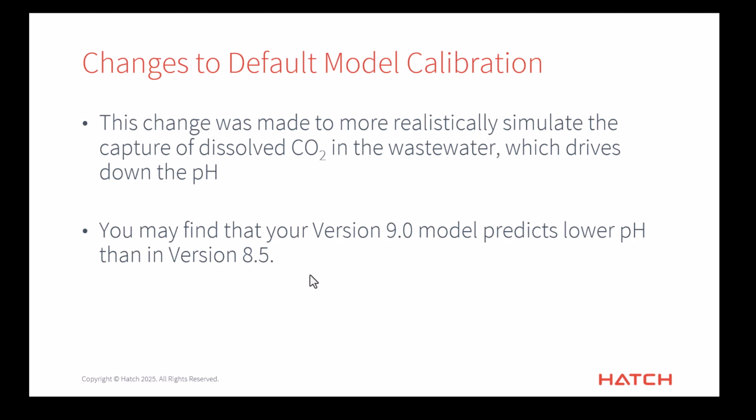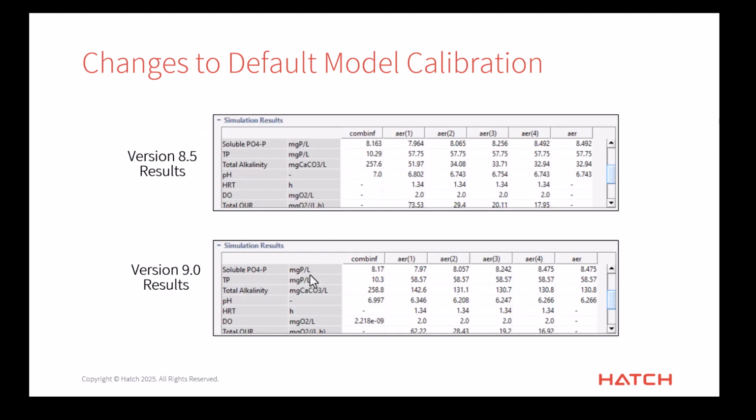What we were finding was that the aspect of carbon dioxide being generated by the biomass and lowering the pH over the length of the plug flow reactor was not as pronounced as we would expect it to be, so we've changed this particular parameter. So if you compare your version 9 model with a version 8.5, otherwise identical, you'll find that, if you have the pH model turned on, it will give you a lower pH.